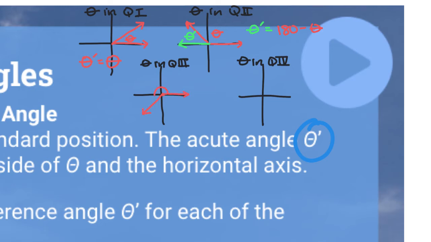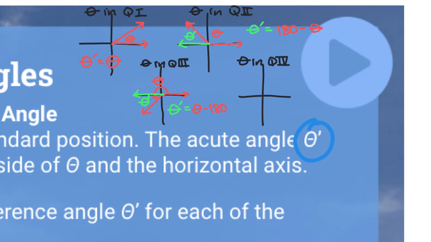The next scenario is if the original angle is in the third quadrant. So that would make this theta. Now in this case, theta prime would be right here. So to find this angle, you would have to say theta prime equals theta minus 180.